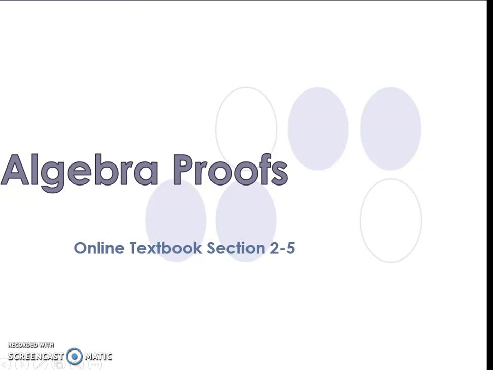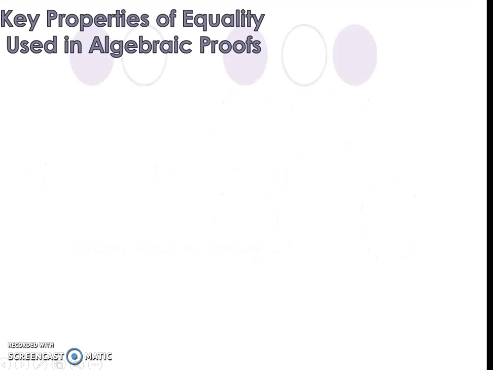Hi guys, we're going to do algebra proofs. This is the basic one that we're going to go over, and we're going to mostly go over properties here. So, key properties of equality we use in algebraic proofs, and these are the equality properties that we used in Algebra 1 when we learned it last year.